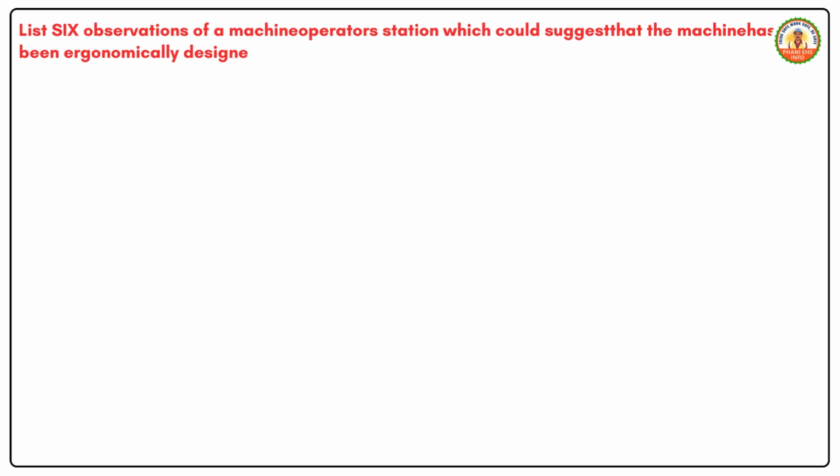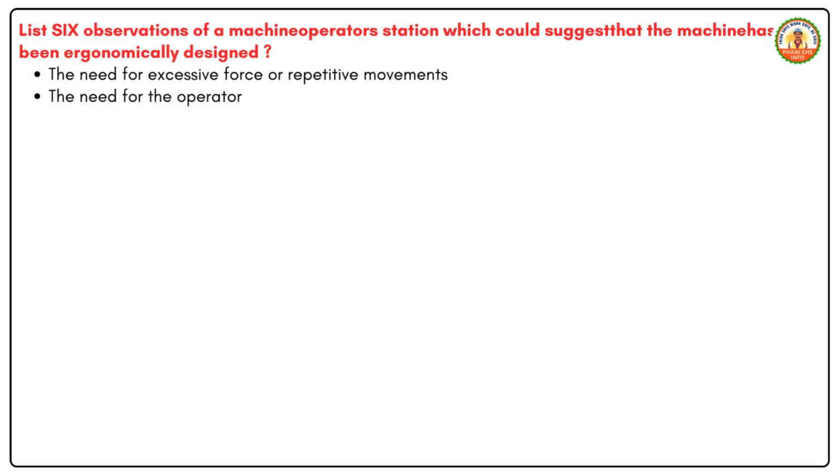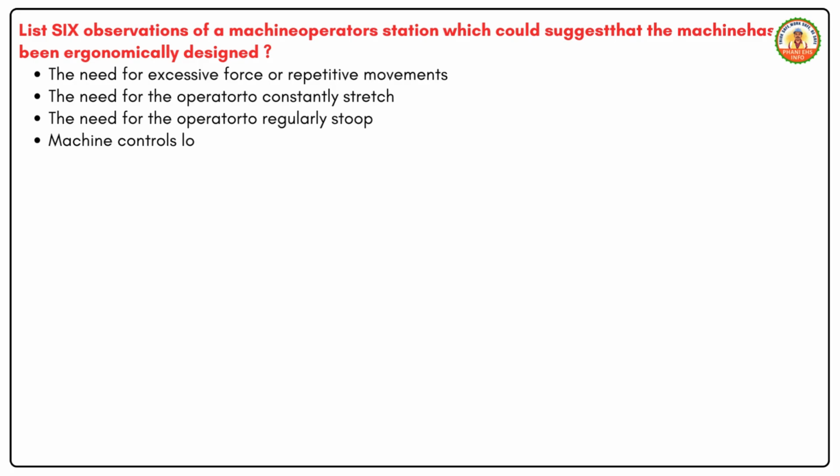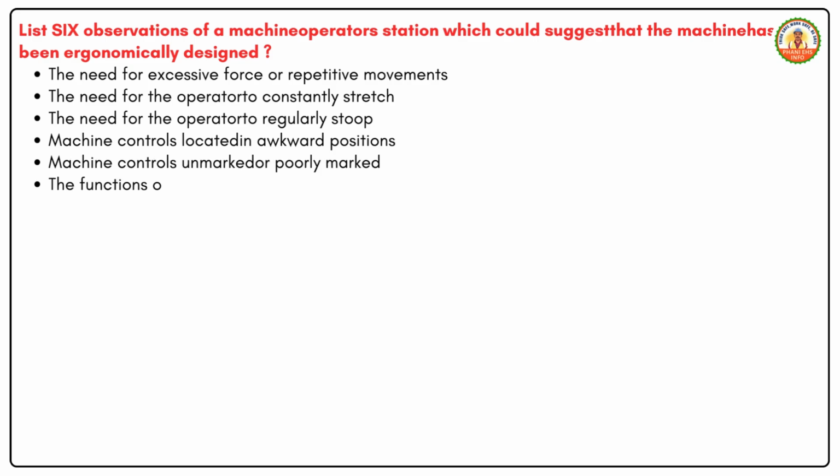The need for excessive force or repetitive movements. The need for the operator to constantly stretch. The need for the operator to regularly stoop. Machine controls located in awkward positions. Machine controls unmarked or poorly marked. The functions of machine controls are not obvious.